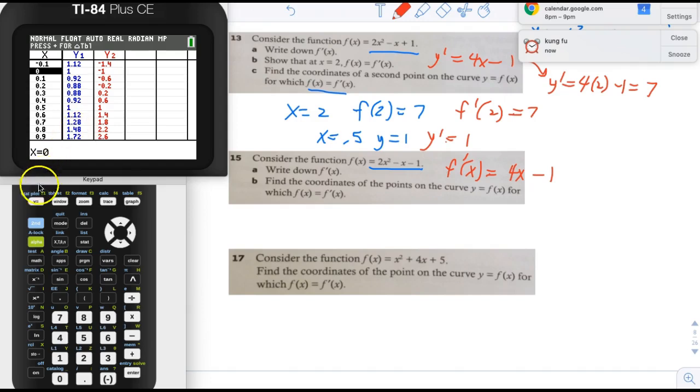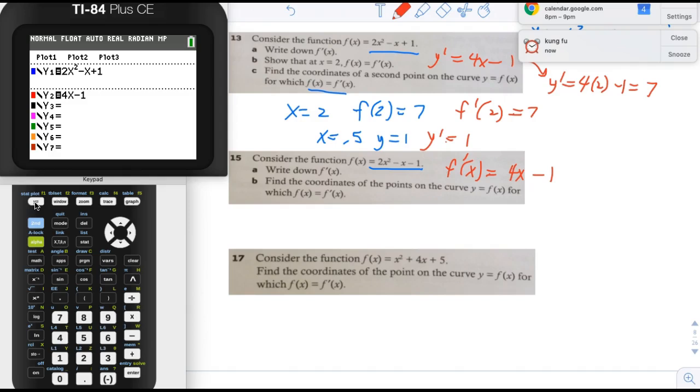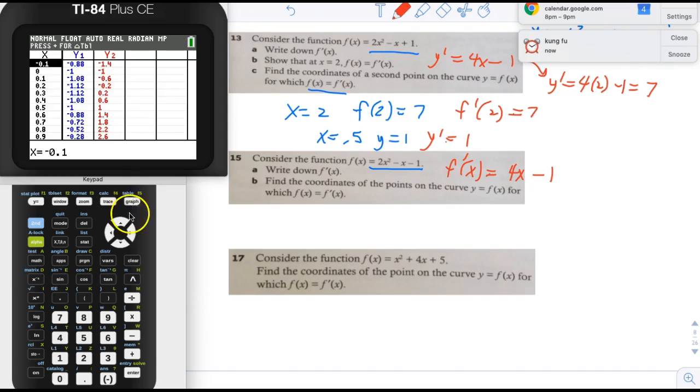Okay, so it's very similar to the last problem. So the function is 2x squared minus x minus 1. And the red function is 4x minus 1, exactly like before, isn't it? And then we're going to do the table. And then we're going to check, oh, remember how I forgot to reset the table? So let's reset the table.